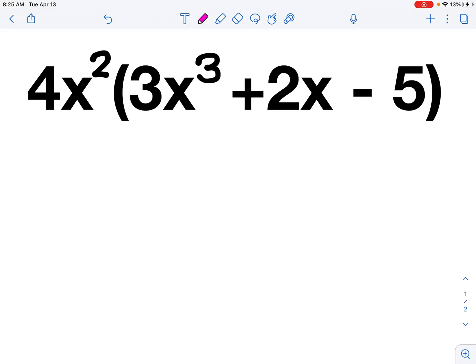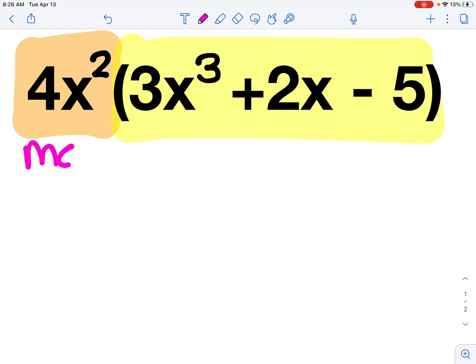Welcome to Station 3, where we're going to be multiplying monomials by polynomials. Something to remember vocabulary-wise is that a monomial is something that only has one term. So this piece that's stuck out in front of my parentheses is called a monomial. Notice how there's no pluses or minuses, it's just a single term, 4x squared. This, on the other hand, everything inside the parentheses is called a polynomial because it has many terms.